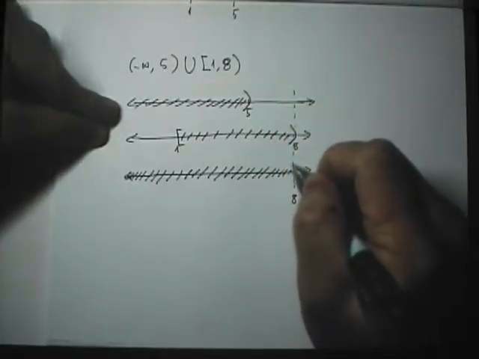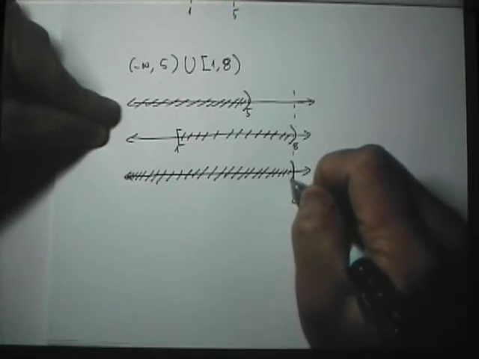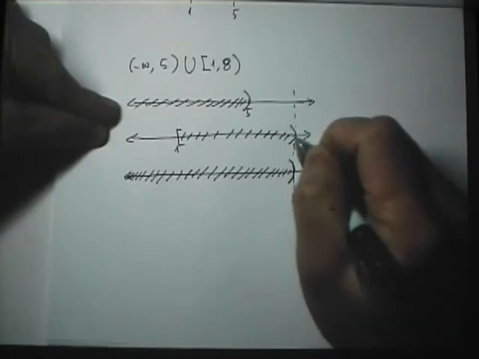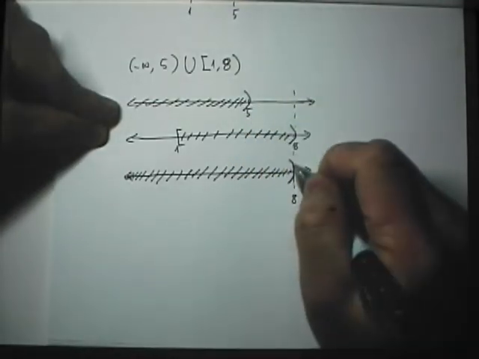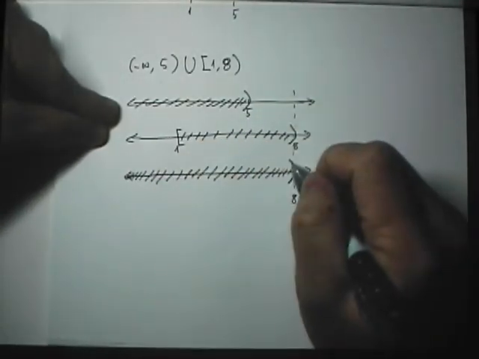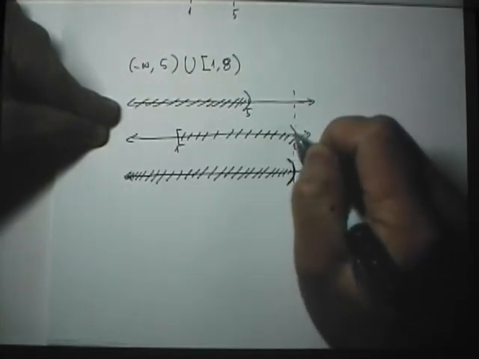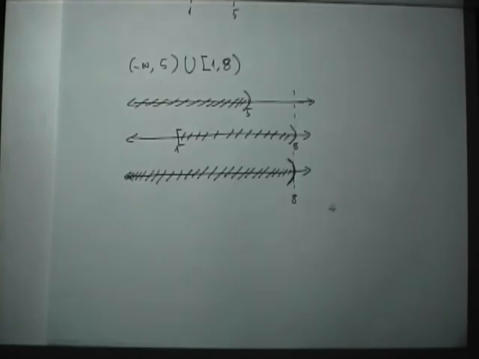Okay? So now the 8 here, I'm going to have to use a parenthesis, because 8 is not included in this one, and 8 is not included in the other one. So of course, in the overall, 8 is not included. The endpoint for 8 is not included. So that's how I get the union for the 2 intervals here. So one more example.